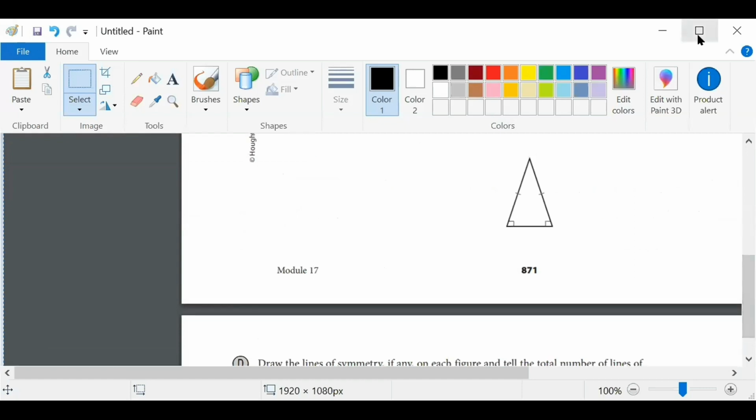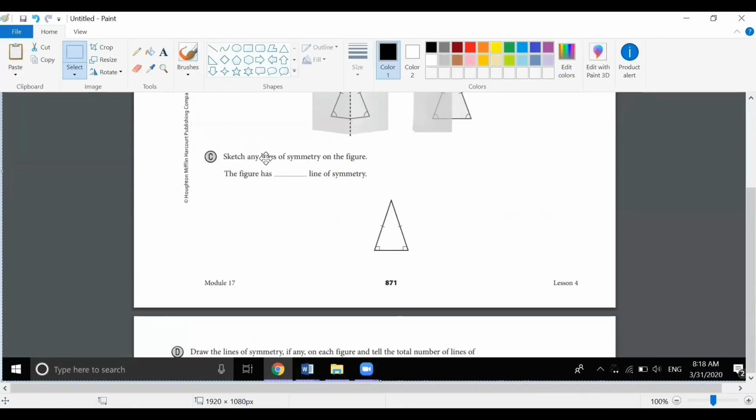Yes, in here. For example, what if we draw another line from here? Think, is this a line of symmetry? Does it divide your triangle into exactly two equal halves? Is this part equal to this part? What do you think? No, right? At all. It's not a line of symmetry. So this is not a line of symmetry.